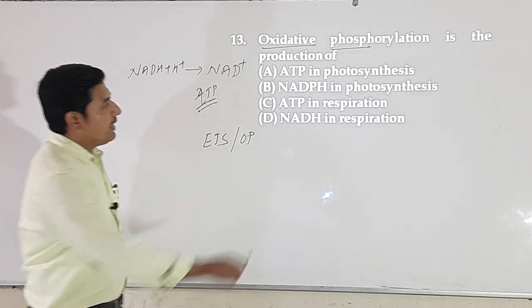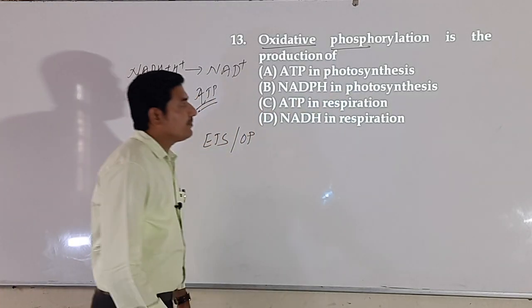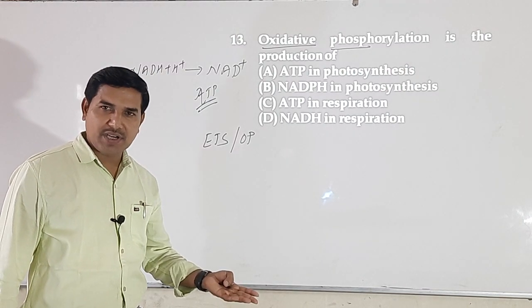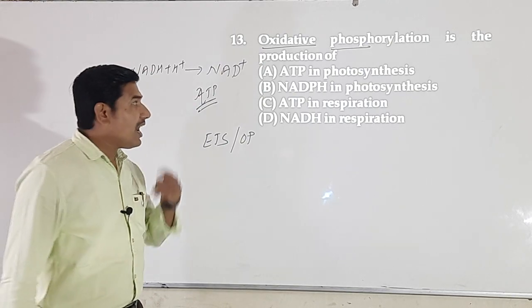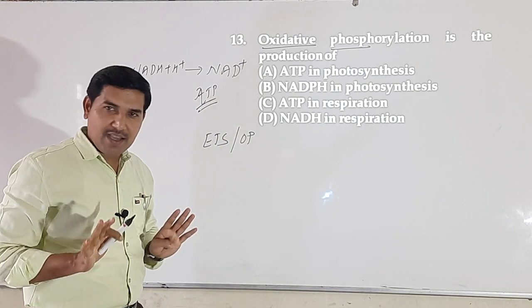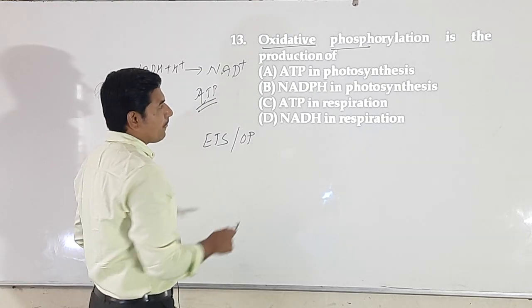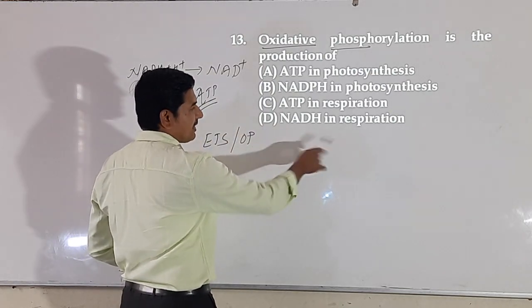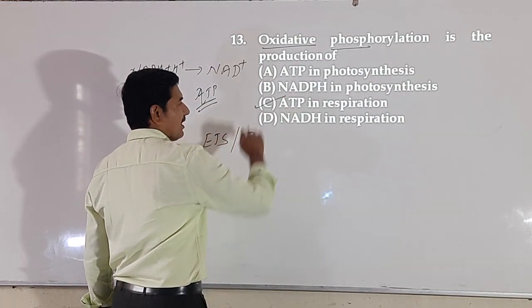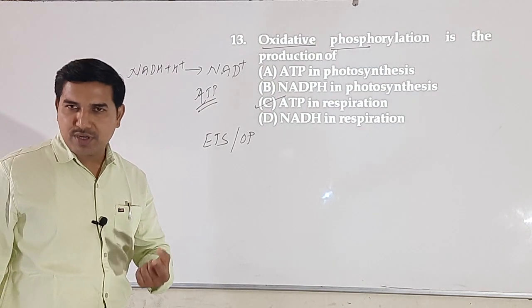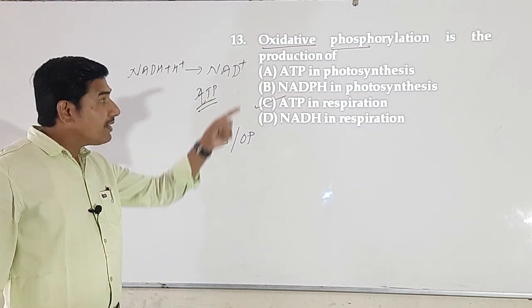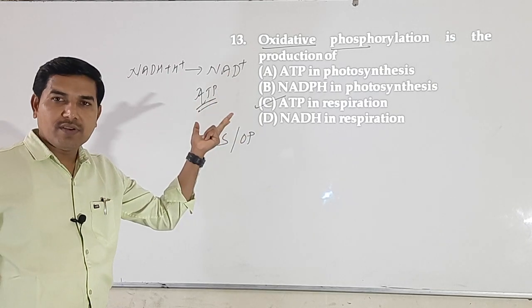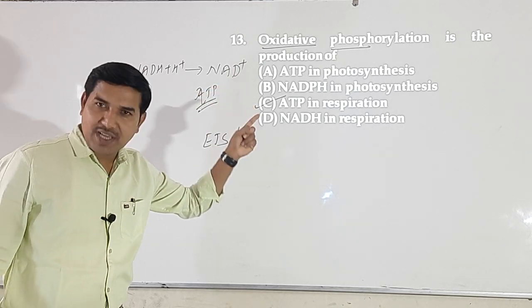So what is this? In photosynthesis, ATP is being utilized. First it is produced in the light reaction, and utilized in the dark reaction. But here oxidative photophosphorylation is not there at all. Then NADPH in photosynthesis, no, this is concerned with respiration. ATP in respiration, NADH in respiration. So this is ATP in respiration. Finally, whatever the products are produced has to be converted into ATP in oxidative phosphorylation, because in ETC, ATP is generated. We are talking about the electron transport system only, so ATP comes.